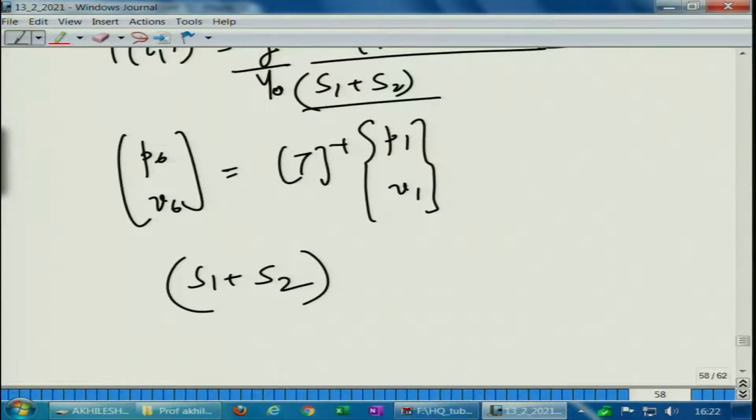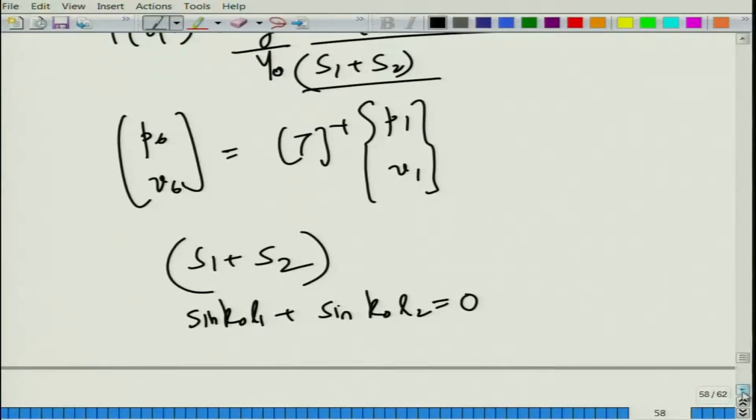So, what does it mean? For transmission loss, P6 and V6 both will become identically 0 when S1 plus S2 is 0 for a particular frequency. That is, if you apply your anechoic termination and figure out the waves that propagate downstream of the anechoic termination, that will be identically 0 provided that your S1 and S2, that is sine k naught L1 plus sine of k naught L2, is equal to 0 for a given frequency, and such is the frequency where destructive interference happens. Okay.